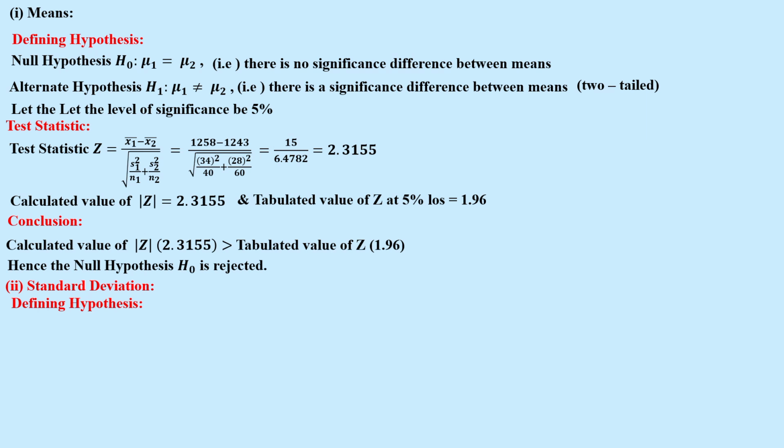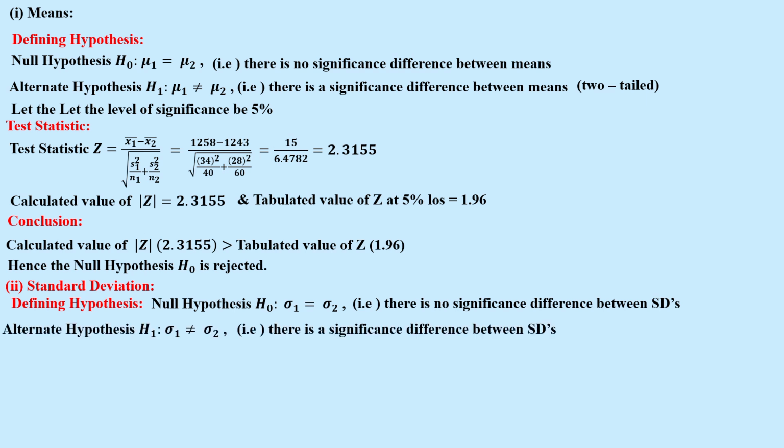Next, standard deviation. So defining hypothesis: there is no significant difference between standard deviations, that is the null hypothesis, right? And the alternate hypothesis, there is a significant difference between standard deviations, two-tail, right? Level of significance 5%.